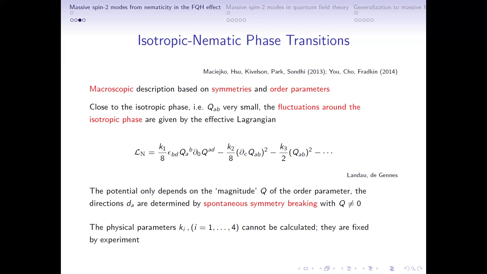So we want to use this order parameter to describe the phase transition, but I want to describe the quantum Hall effect only close to the isotropic phase. So I assume Q is very small, because I took Q to be zero for the isotropic phase. So I can now expand. Usually people expand the free energy. These are then the fluctuations around the isotropic phase, and you can get an effective Lagrangian. The order parameter also depends on space, so we add gradient terms, and also time derivatives. Then you build up what's called an effective Lagrangian, which describes the situation close to the isotropic phase.